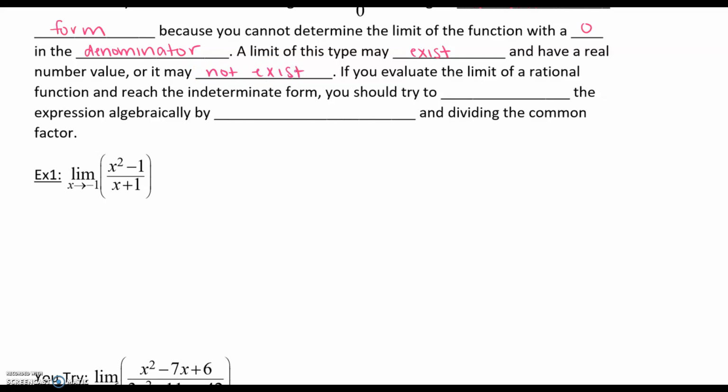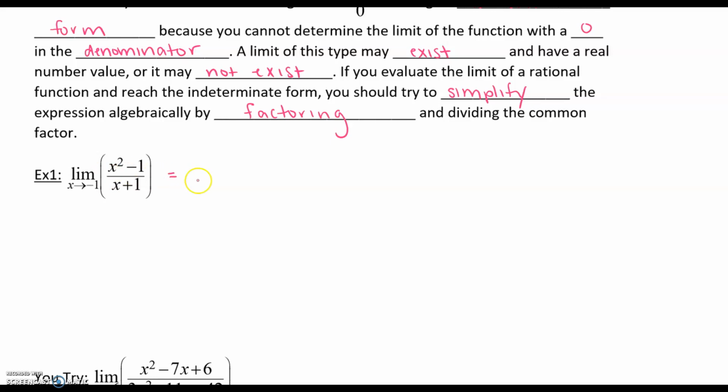So if you evaluate the limit of a rational function and reach the indeterminate form, you should try to simplify the expression algebraically by doing your favorite thing, factoring. Hopefully you guys are getting more comfortable with factoring, and dividing out the common factors. So this is the exact same example. We got the indeterminate form, so now you gotta do more work and go, okay, well, it's indeterminate, so I need to now determine, does a limit actually exist or does it not?